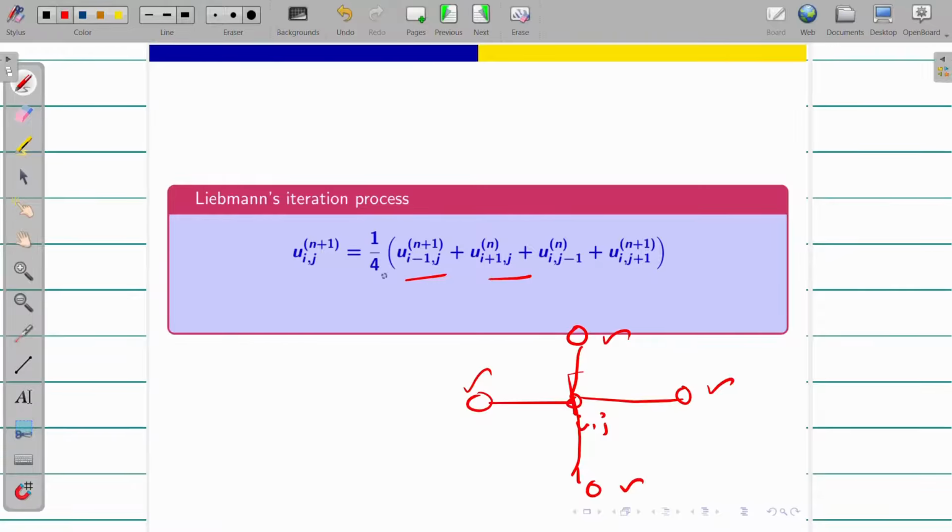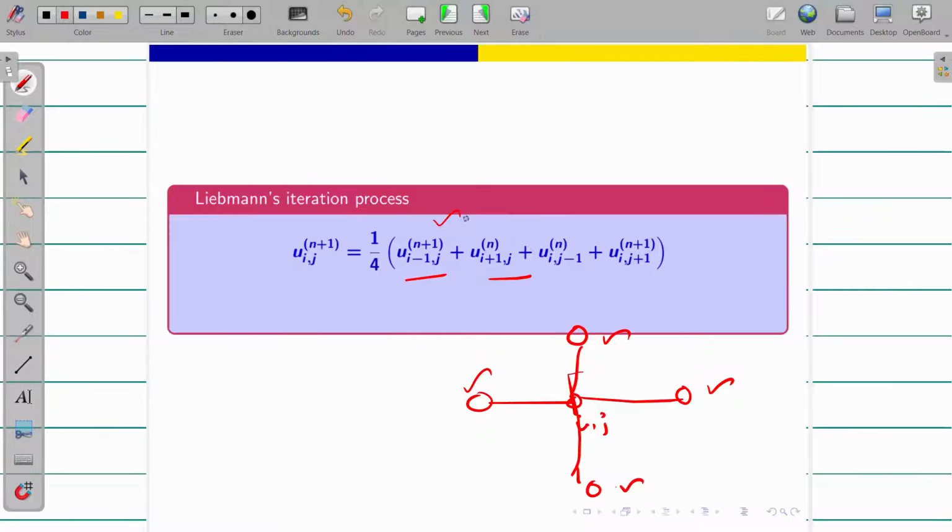Right. So Liebmann's iteration process is the same process as the standard 5-point formula, but here we are going to do iteration. That's why we have the power n plus 1. If you want to find the first iteration value, you have to give n equal to 0 in all the positions. That's the meaning here. So just write in that order: left, right, bottom and then top. Then you can easily remember the formula.